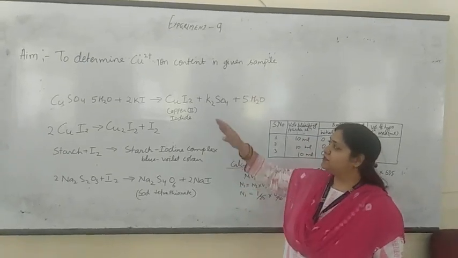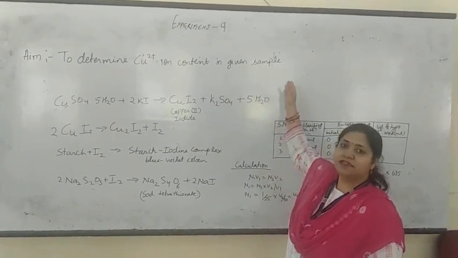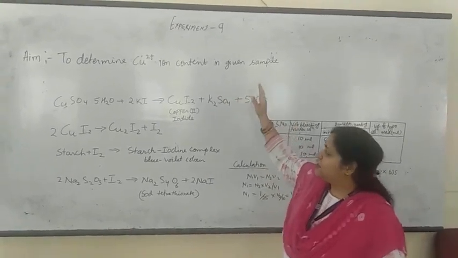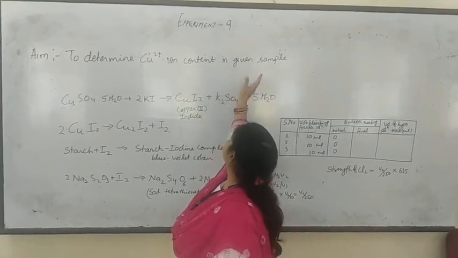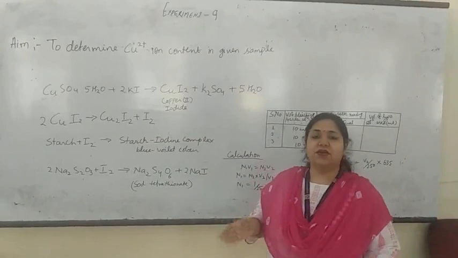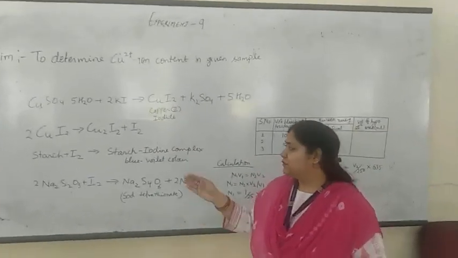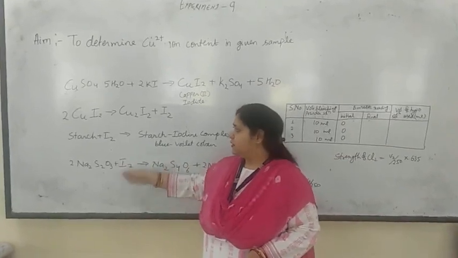Next experiment is to determine Cu2+ ion content in given sample solution. To determine the copper ion content in given sample, we will use iodometric titration. In iodometric titration, the liberated iodine is titrated against hypo solution.